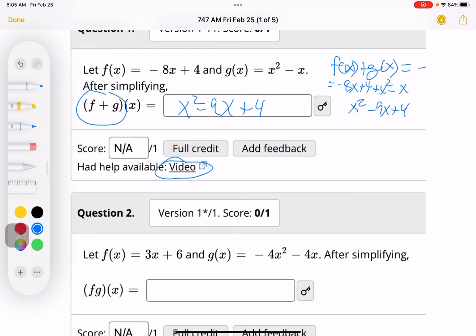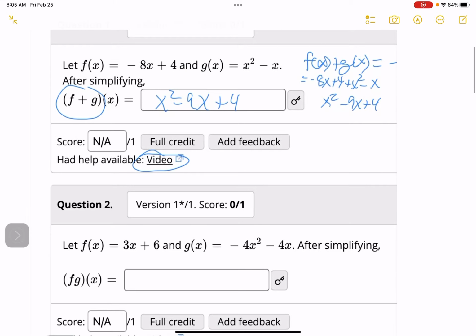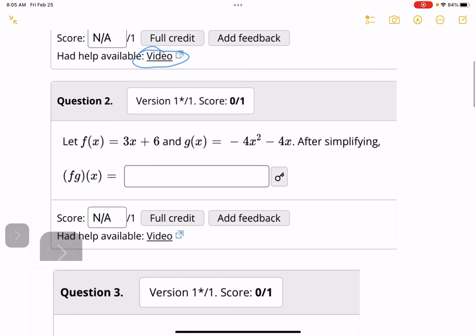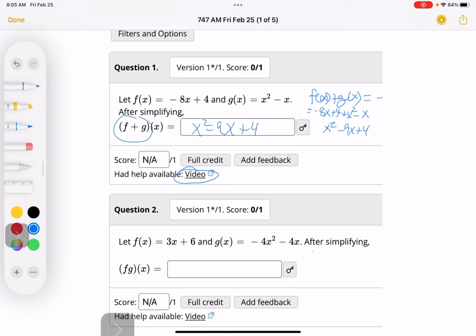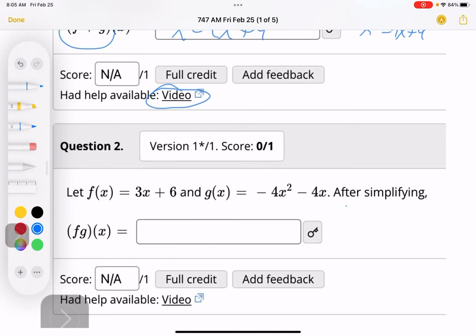Okay, next one. They want to know what it's going to be if we were to multiply these together. So we're looking at f of x times g of x, so that's 3x plus 6 times negative 4x squared minus 4x.